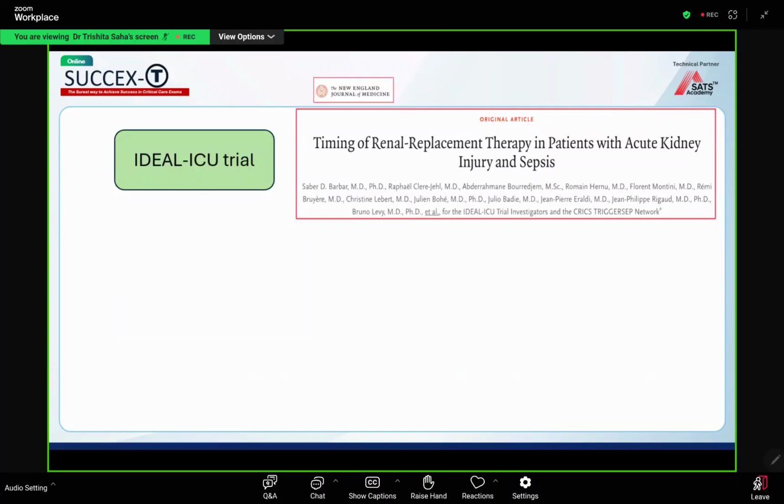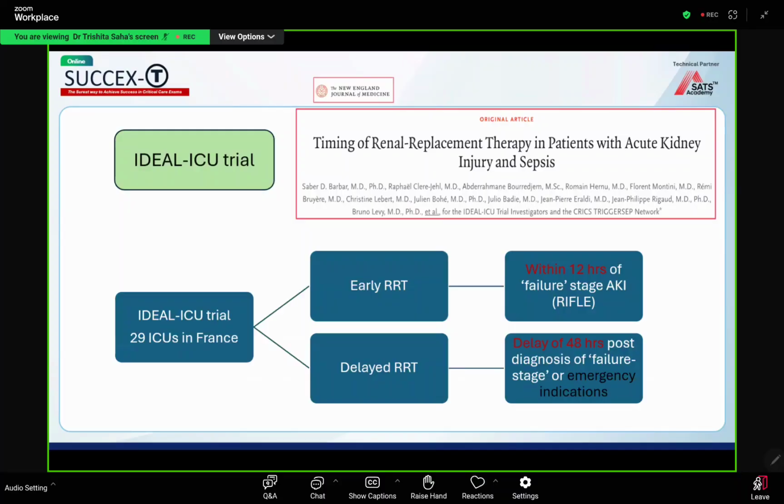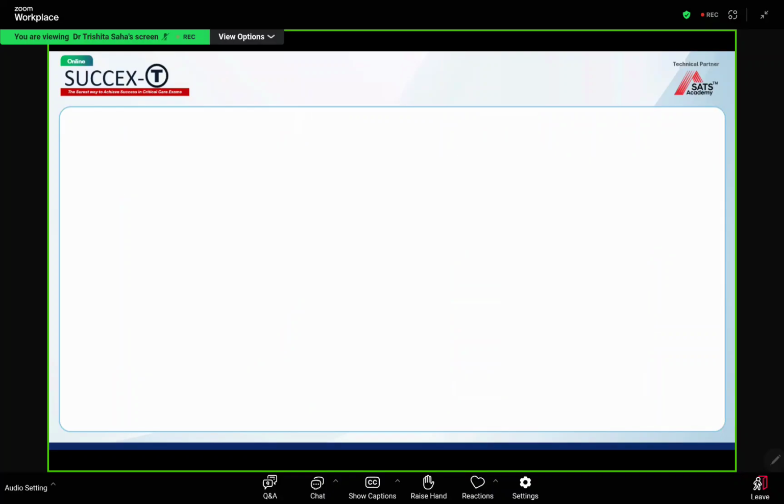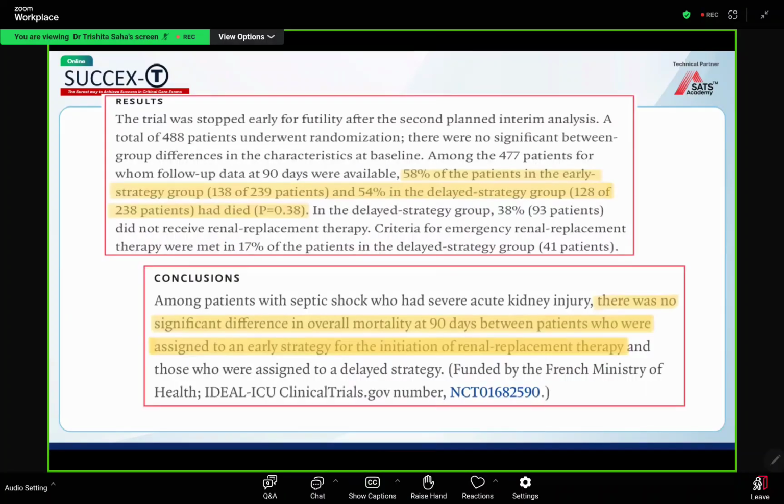Then comes the IDEAL-ICU trial. The early RRT was started within 12 hours of failure stage of the AKI according to the RIFLE criteria, and the delayed RRT was a delay of 48 hours post diagnosis of failure or emergency indication. The conclusion was there was no significant difference in overall mortality at 90 days between patients who were assigned to an early strategy for initiation of renal replacement therapy.